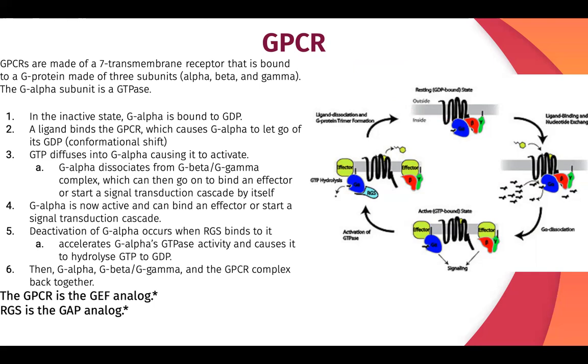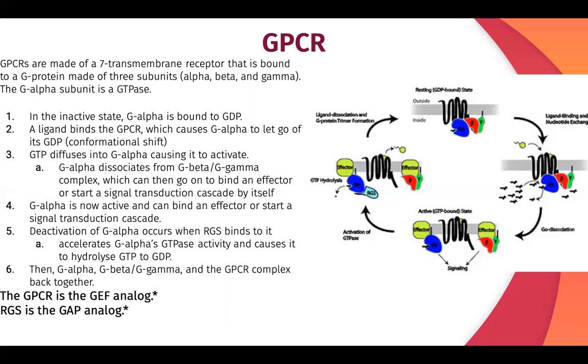And it is bound to a G protein made up of 3 subunits. We have the alpha, the beta, and the gamma. In this case, our alpha is blue, our beta is an orangey red, and gamma is green. And the alpha subunit is a GTPase. So remember, a GTPase is going to hydrolyze GTP to GDP. So in the inactive state, G alpha, which is the GTPase, is bound to GDP.